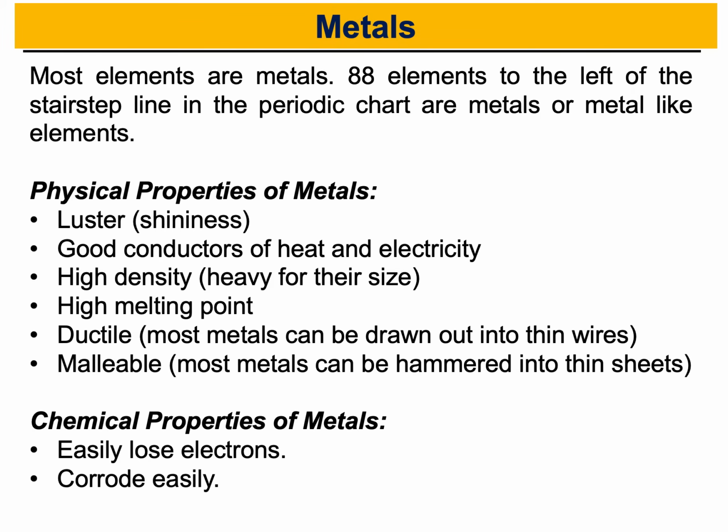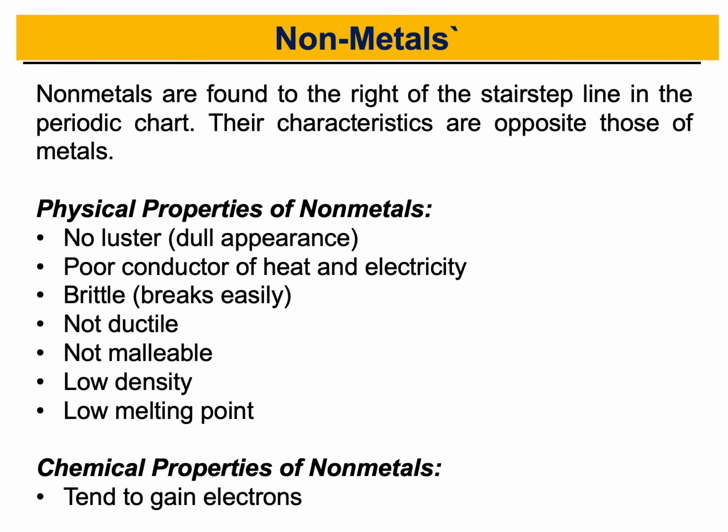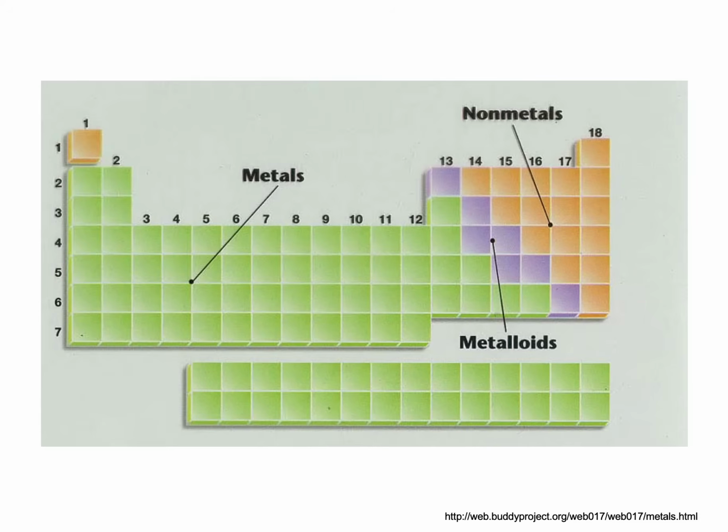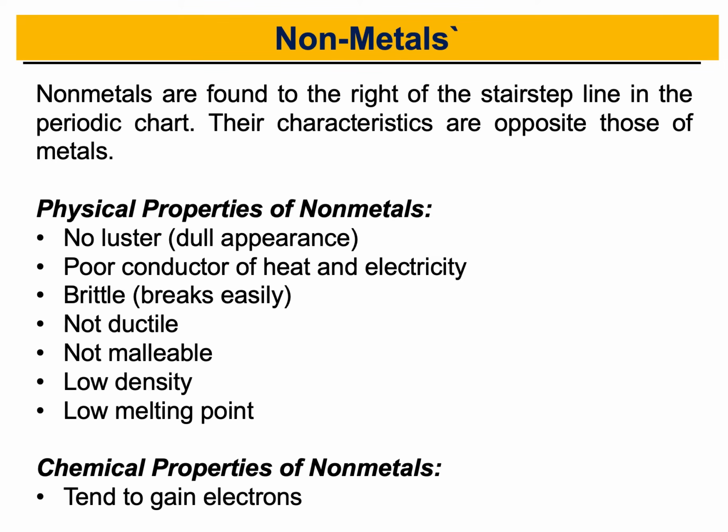Ductility is important in malleability, perfect. However, corrosion is a challenge in metals. That's why we look at non-metallic elements. They are found to the right of the stairstep. As we mentioned before, they're here. And those elements' characteristics are opposite to those of metals. They're dull, they're poor conductors, they're brittle, with very poor ductility and malleability, low density and low melting points. Now, here's what happened.